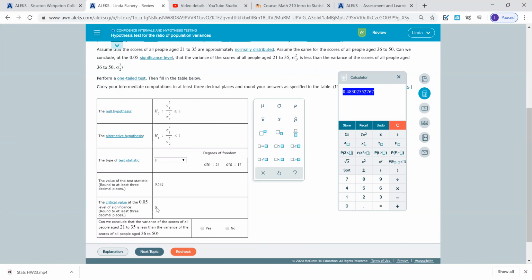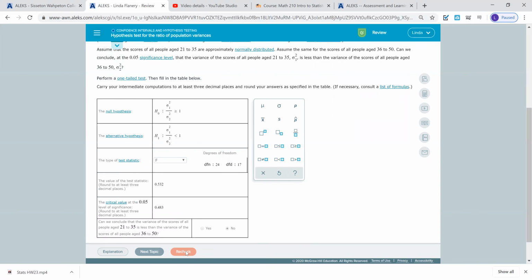Now, it wants to know if we can conclude the variance of the scores of all people aged 21 to 35 is less than the variance of the scores of all people aged 36 to 50. If I look at my test statistic 0.532 and compare it to my critical value 0.483, my test statistic is greater than 0.483. Since it's greater than, we have to assume the null is true. So since my null hypothesis is true, can we conclude that it is less? The less was the alternative hypothesis. It is not less, so we have to say no, it is not true.